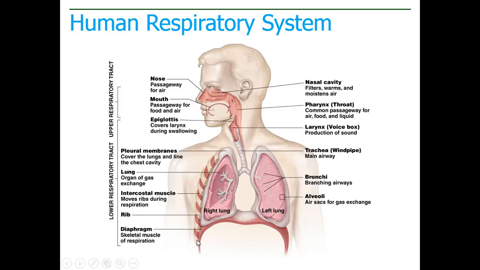Other organs included in respiration are the diaphragm, the ribs, and the intercostal muscles, the muscles in between the ribs. The pleural membrane covers each lung together.